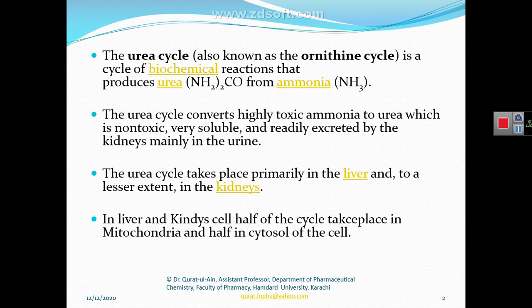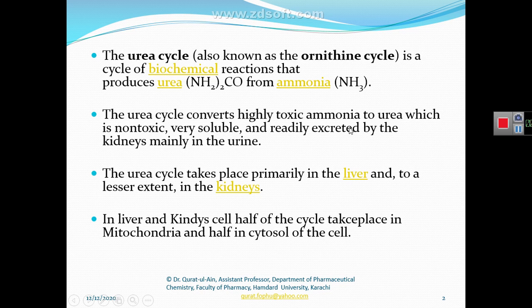So first of all, what is the urea cycle? The urea cycle is a cycle of biochemical reactions that converts ammonia into urea, and this cycle is also called the ornithine cycle. Why we also know this cycle as the ornithine cycle, I will discuss in coming slides. But till here you just have to keep in mind that the urea cycle is a series of biochemical reactions that convert ammonia into urea, and this cycle is also called the ornithine cycle.